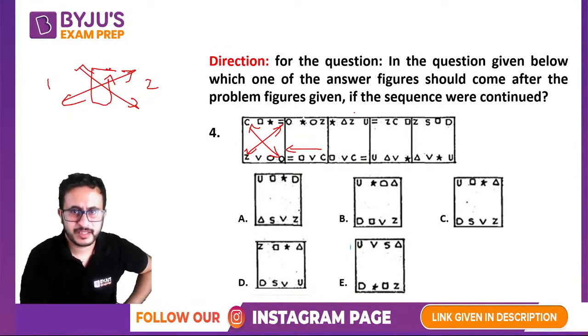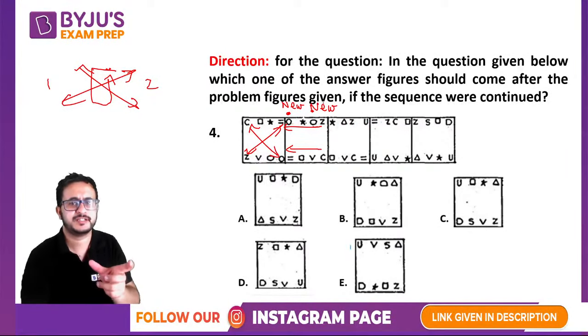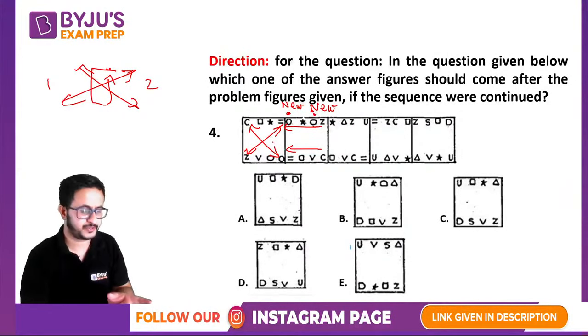And among these two also, Z has moved to this side, then star has moved this side, and these two have been replaced by new images. Instead of the circle we have U, and instead of this oval shape we have a triangle. So we have two new elements. This is a different movement as compared to the first image.